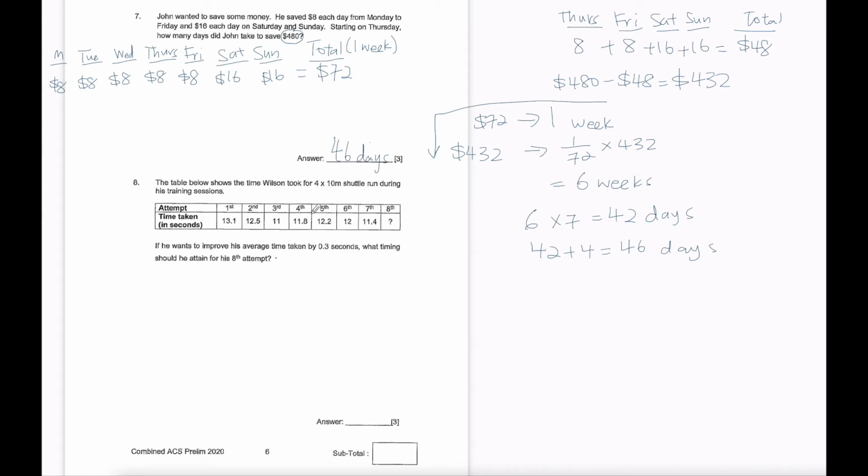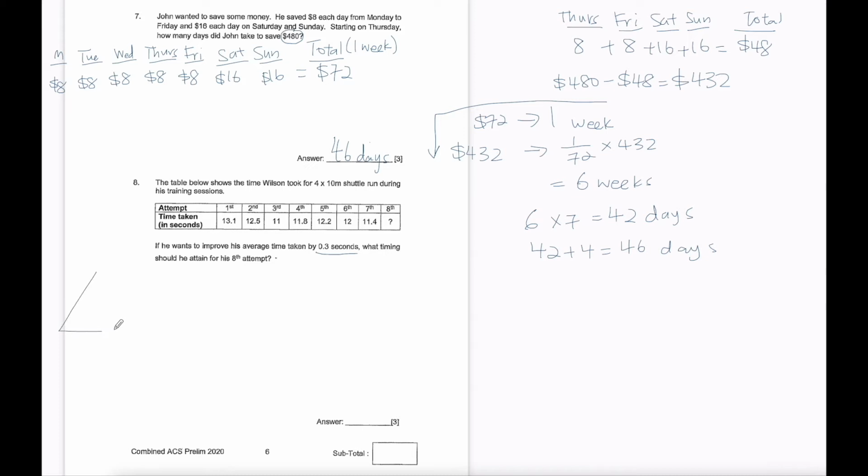The table below shows the time Wilson took for 4 times 10 meter shuttle run during his training sessions. So he had a total of 8 attempts. They show us the timing for the first 7 attempts. And if he wants to improve his average time by 0.3 seconds, what timing should he attempt for his 8th attempt? So we have to find the average for the first 7 attempts first.